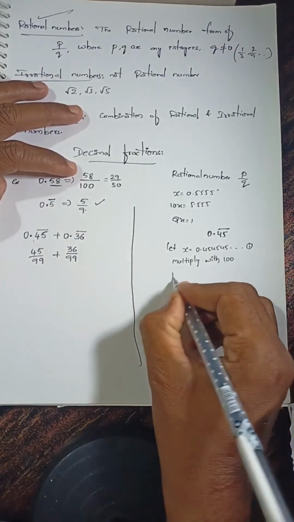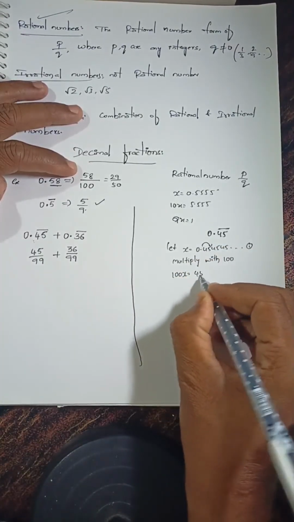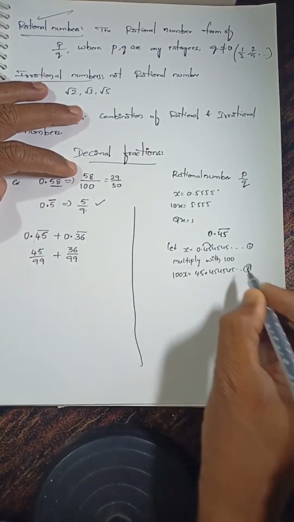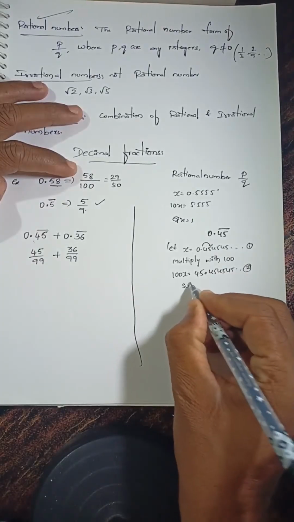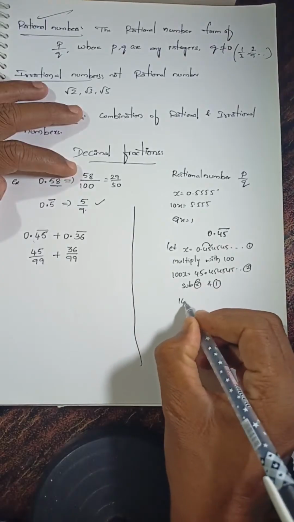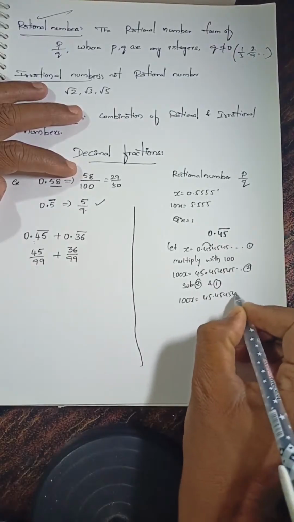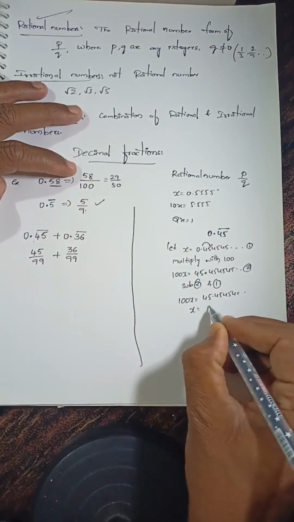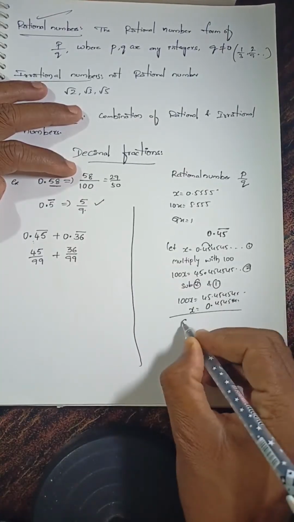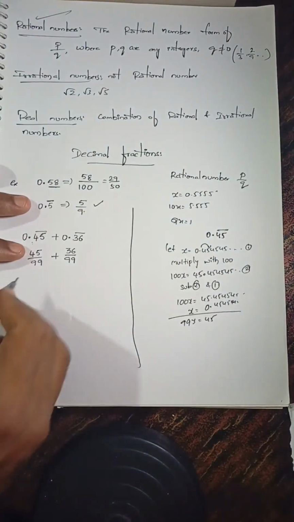Multiply with 100. So we are getting 100x equal to, the point goes 2 digits forward, 45.45, 45, 45. This is equation number 2. If you subtract equation 1 from equation 2, 100x is equal to 45.45, 45, 45 and so on, and x is equal to 0.45, 45, 45 and so on. So you are getting 99x equals 45. So we are going to get the answer like this.